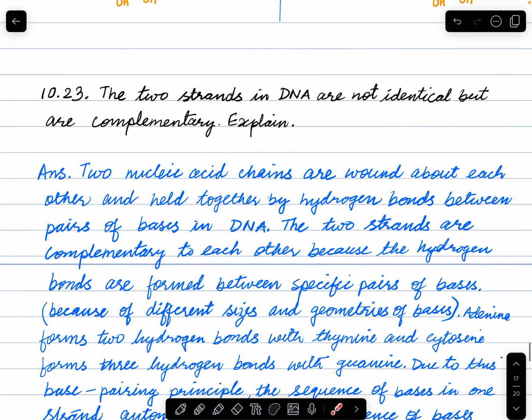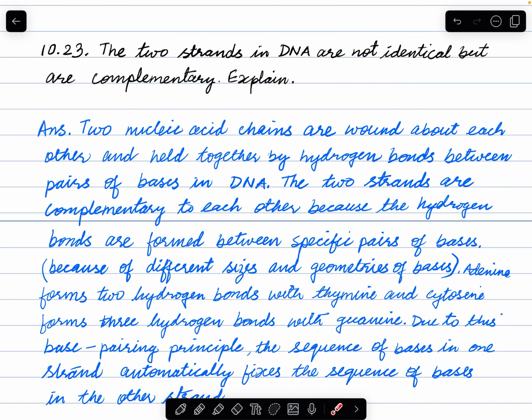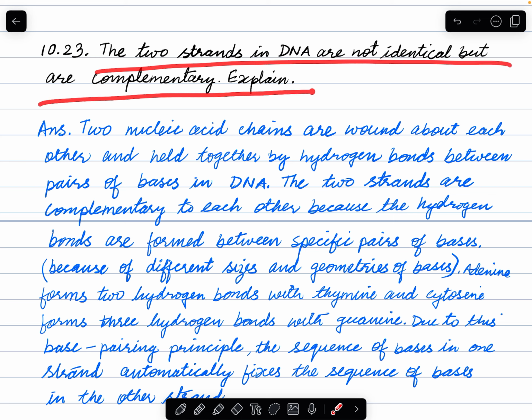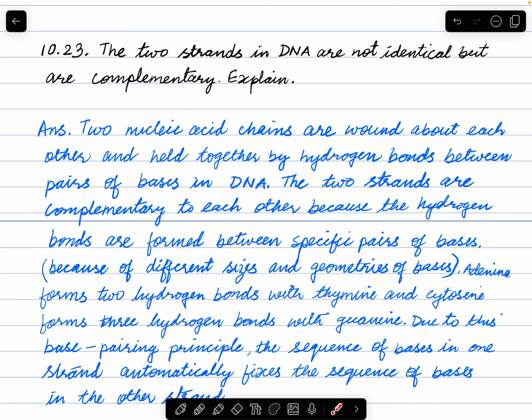Next question. The two strands in DNA are not identical but are complementary. Explain. Okay, we know that DNA has got a double-stranded helical structure, and in this structure, two polynucleotide chains are wound around each other, and they are held together by hydrogen bonds between the pair of bases in the DNA. Okay, now we say that the two strands are complementary to each other, because of the hydrogen bonds which are formed between specific pair of bases.